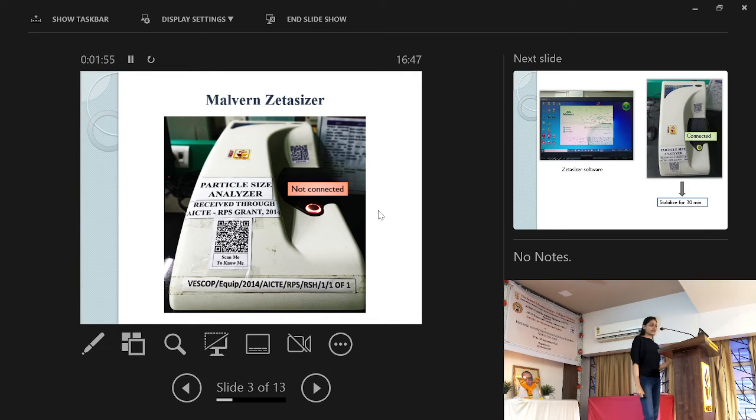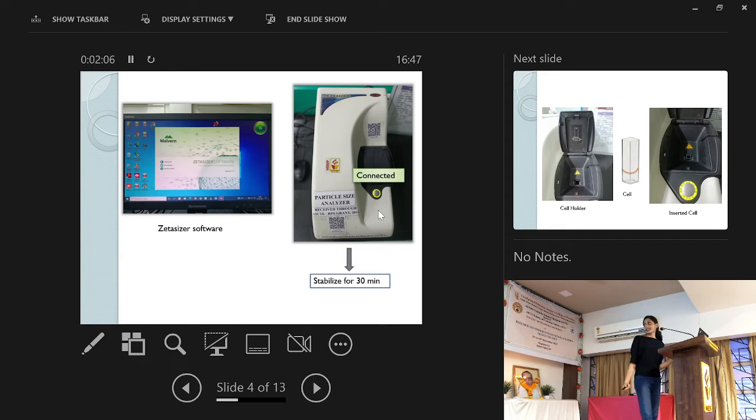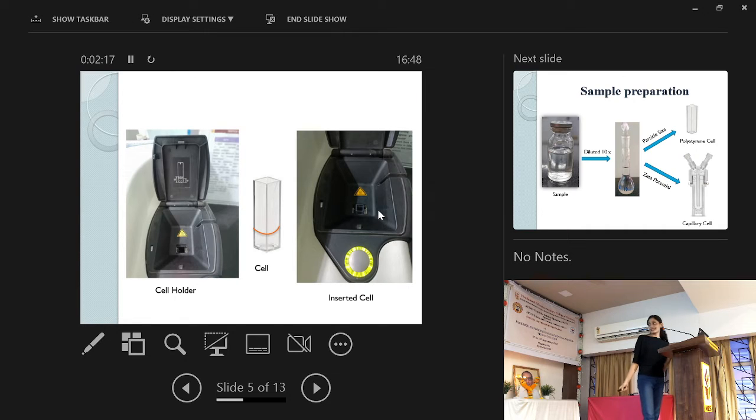This is the Malvern Zetasizer, which is available in our lab. The red light there indicates that the Zetasizer is not connected to the software. When it is connected to the software, this light turns green, which means the Zetasizer is on. Then the Zetasizer is stabilized for 20 to 30 minutes. This is the cell folder of the Zetasizer, and that is covered.